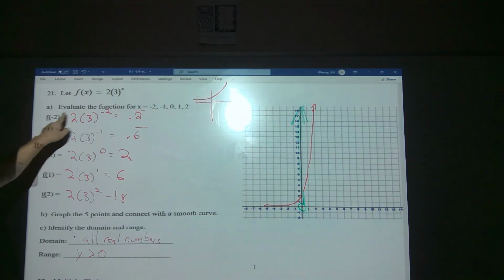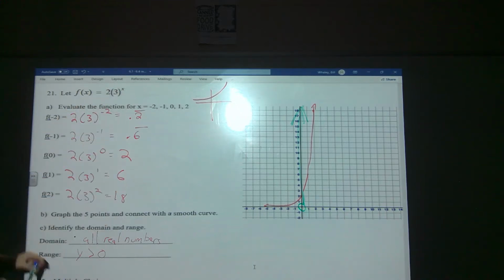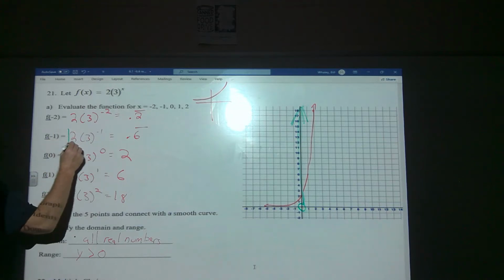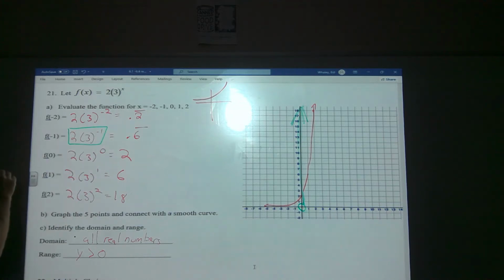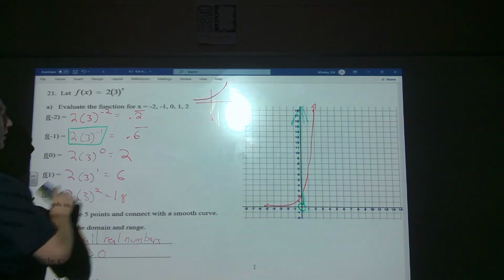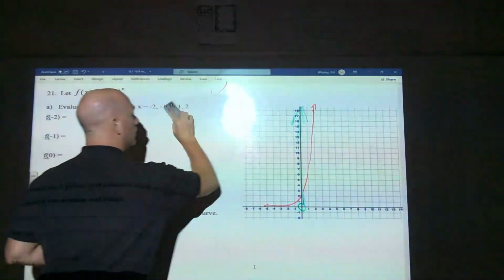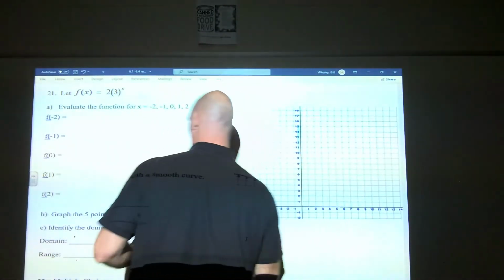All you have to do, f of -2 means plug in -2 for x, -1 for x, get your answers. Please make sure this is all you plug in to Desmos. You don't plug in this side. It's just this part, okay? Saw a lot of people making that mistake. And then the last problem is just going to be a story problem.